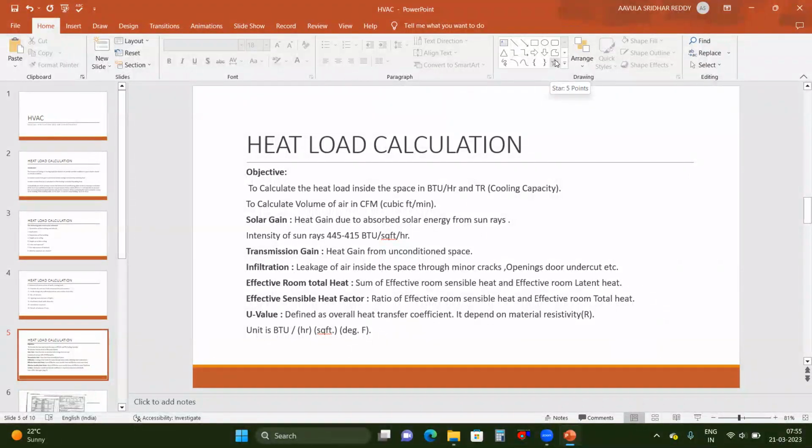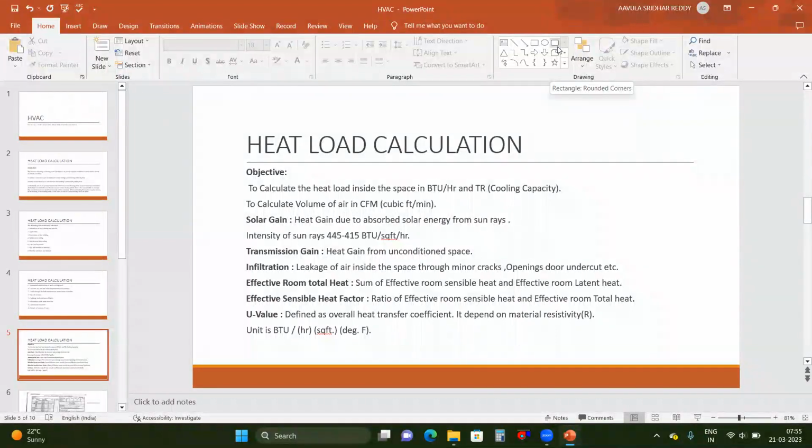Next one, effective room total heat. The sum of all sensible heat loads gives the effective room sensible heat, and then there is latent heat. When we sum both, we will get the total heat. Next one, effective sensible heat factor. It is the ratio of effective room sensible heat and effective room total heat. So we'll get the heat factor.